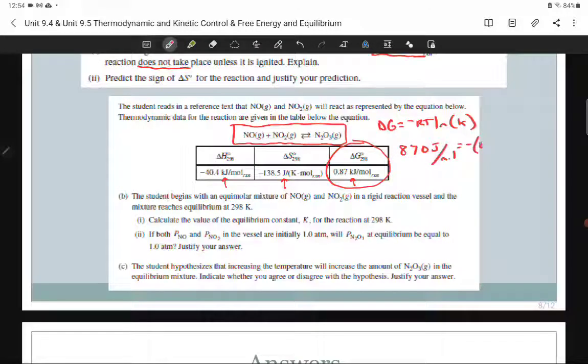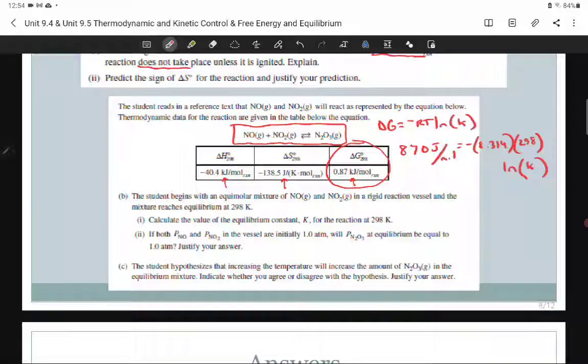Negative 8.314. I'm going to run out of room here, so I'm not going to put my units, but these are in joules also. Temperature 298. And then I'm going to have to put this down here. Natural log of K. So we're going to solve for K.